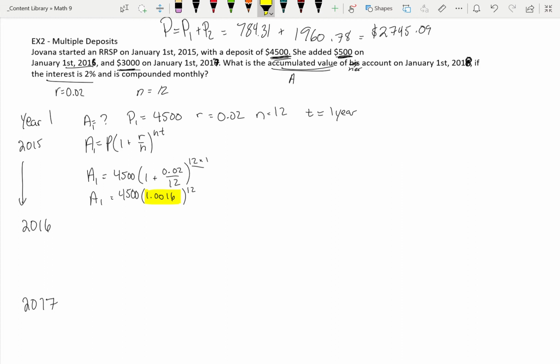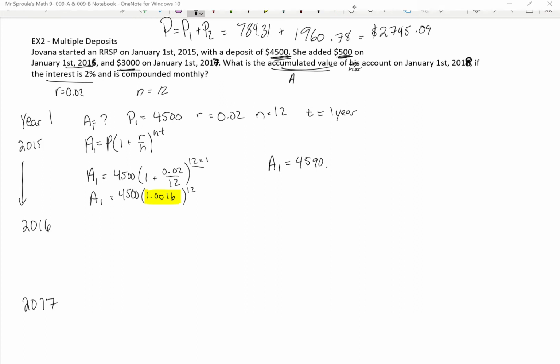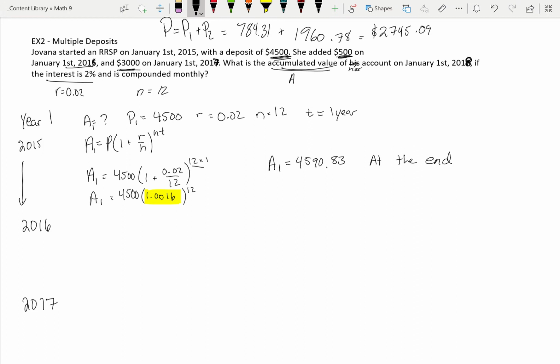So I'm always going to be using the same numbers. So I'm just going to use that as my stand-in, and then I'm going to calculate. So I'm going to get A1 is equal to $4,590.83 at the end of 2015. So at the end of 1 year, she's going to have an extra $90.83.